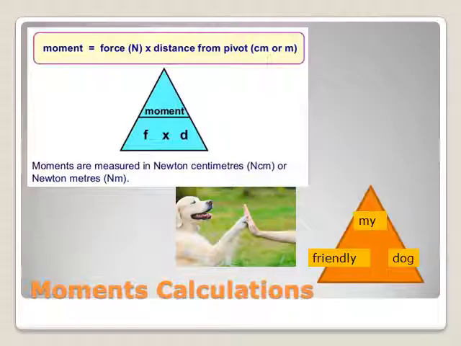That gives us a calculation to work out the moment of a force. The moment of a force is equal to the size of the force in newtons multiplied by the distance of the force from the pivot. The force measured in newtons, the distance measured in meters, gives you the moment unit of Newton meters. You may see Newton centimeters, but always calculate in Newton meters if you're unsure. M equals F times D, my friendly dog.